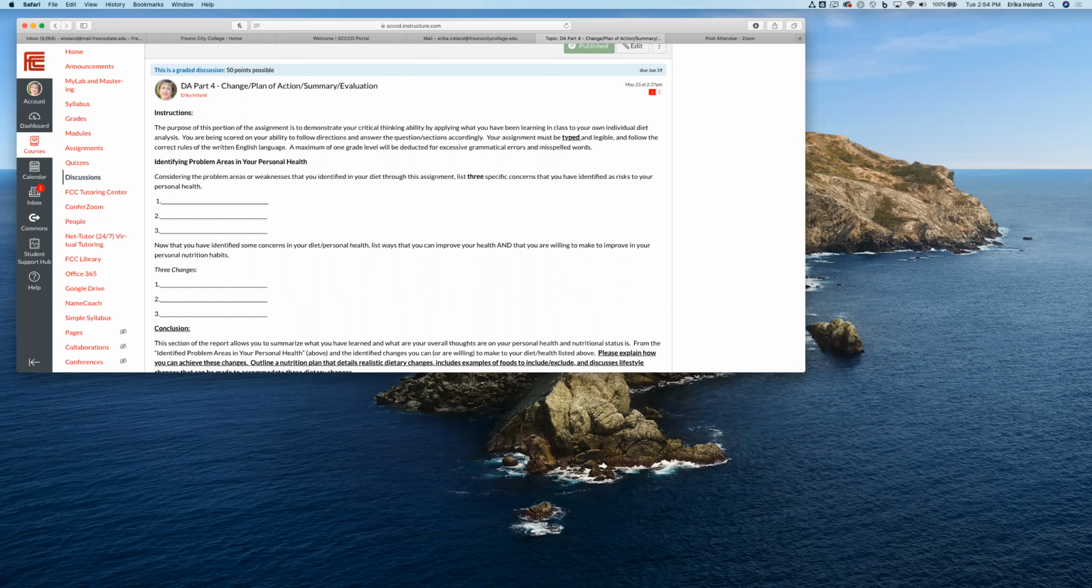So, without further ado, you should be looking at the diet analysis part 4, change plan of action summary and evaluation. That is worth 50 points. It's one of the assignments that's worth the most points through the entire course, and the reason for that is that it's bringing all of the information from all of the other parts of your diet analysis together into this experience where you're going to be outlining and evaluating your diet.